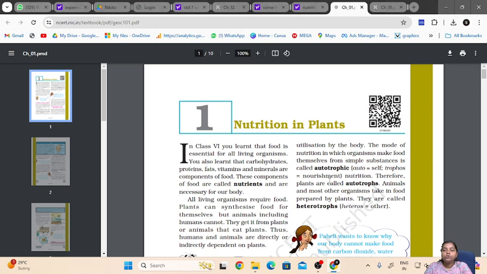The mode of nutrition in which organisms make food by themselves, for example plants, is called autotrophic nutrition. The mode of nutrition in which organisms make food themselves from simple substances is called autotrophic nutrition, and the organisms are called autotrophs. So plants are called autotrophs.